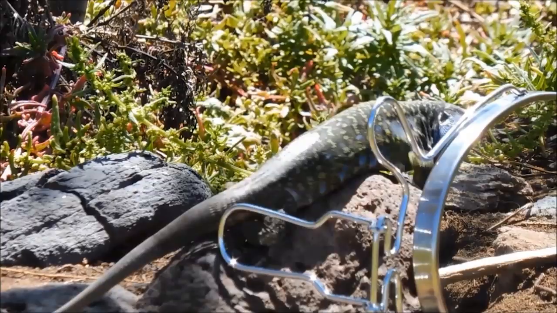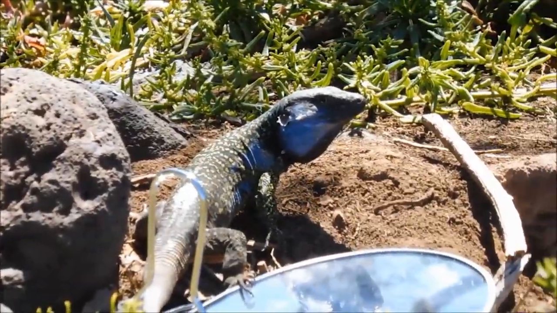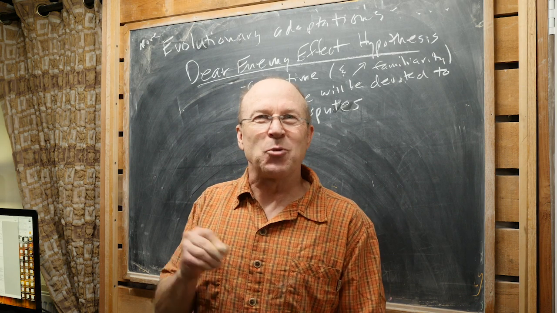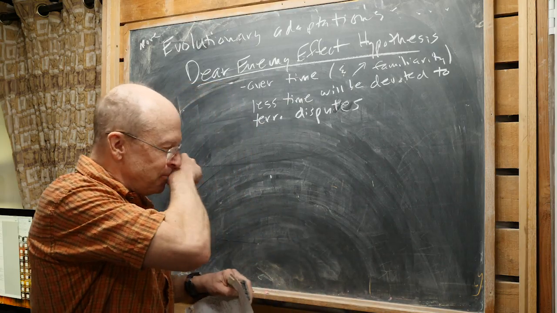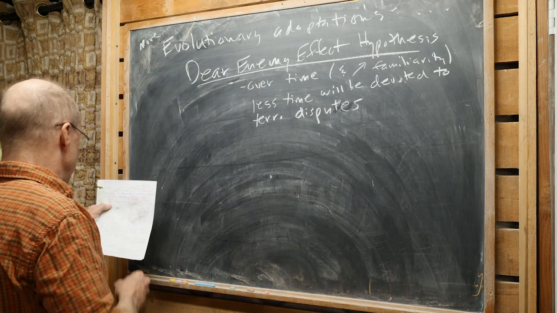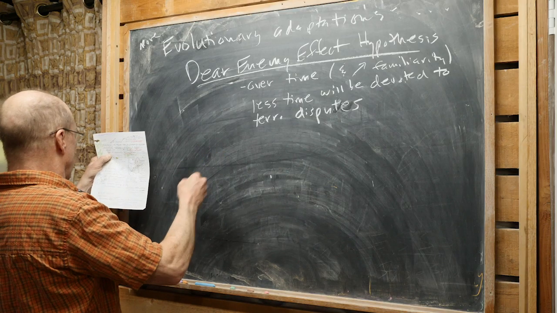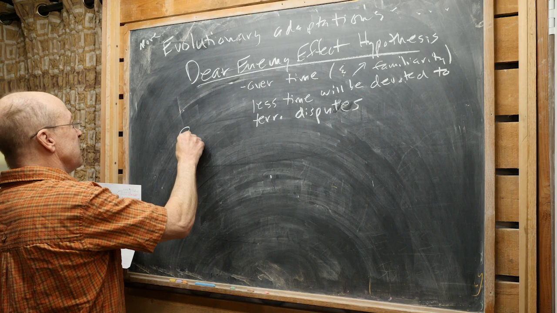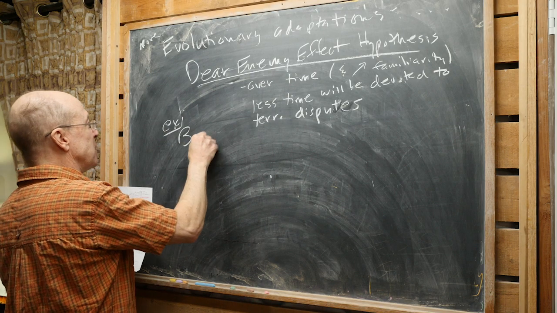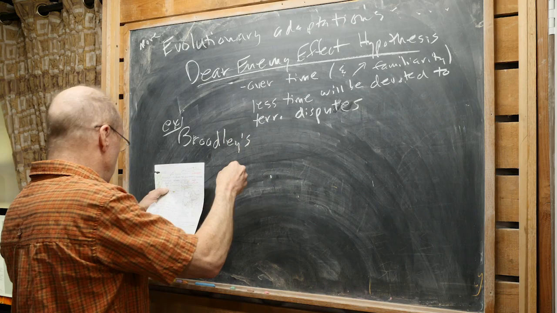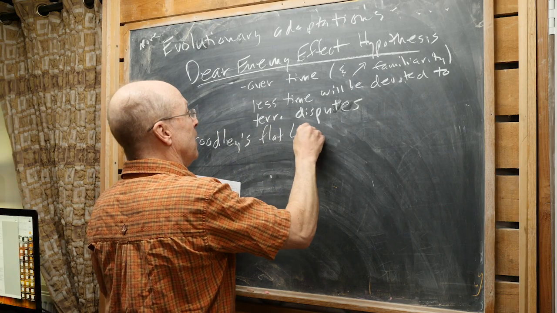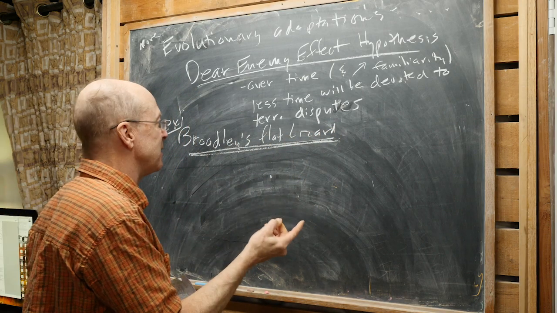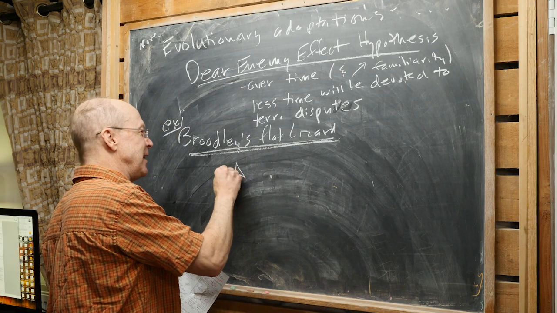So there are lovely systems to study these kinds of behaviors, in particular lizards. There are some good examples in the lizards. One of the classic examples for the dear enemy effect, with data, is an African lizard called Broadley's flat lizard. Here's an example of the dear enemy effect. I think you can find lots of data on this, but here's basically the deal. This is the result of some very intensive studies.